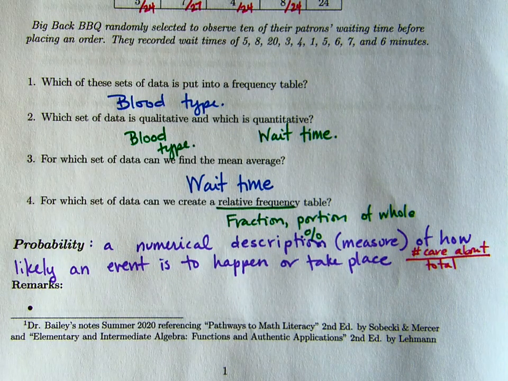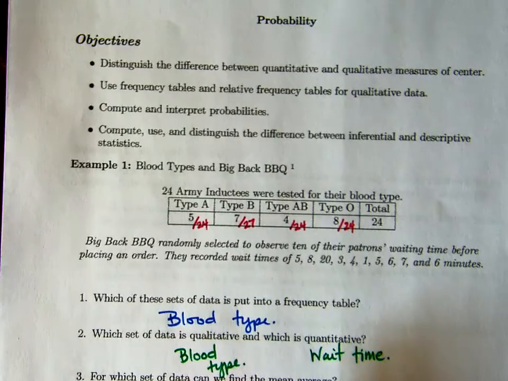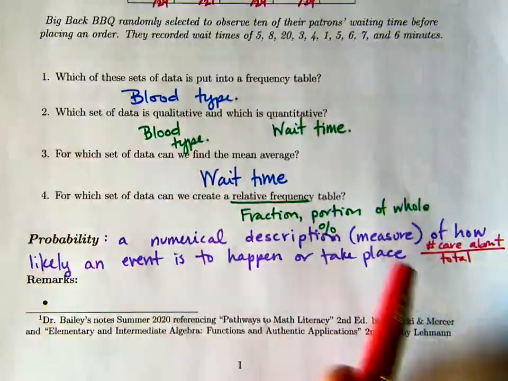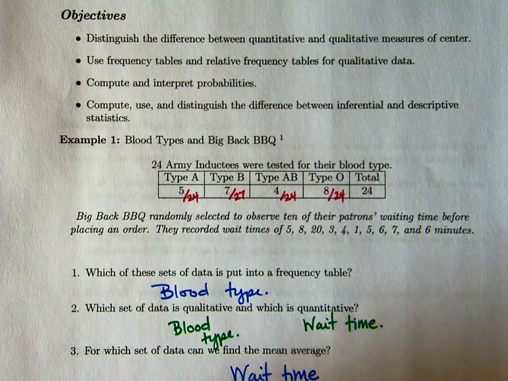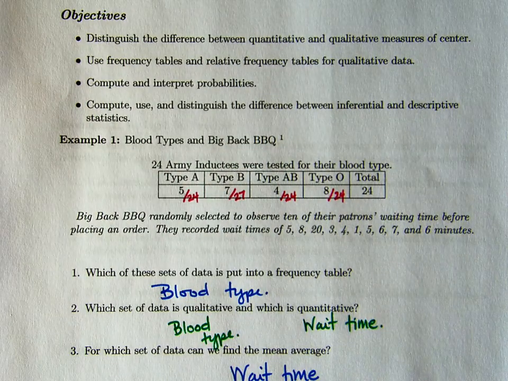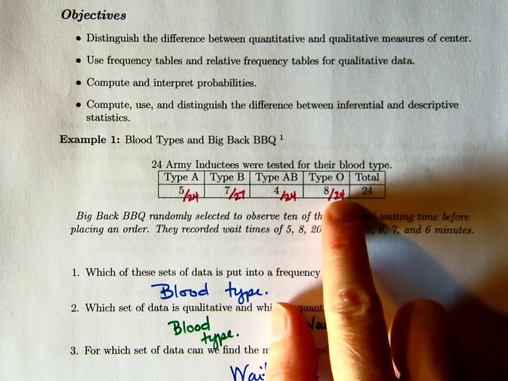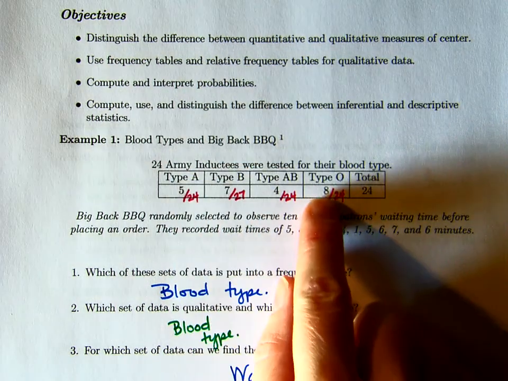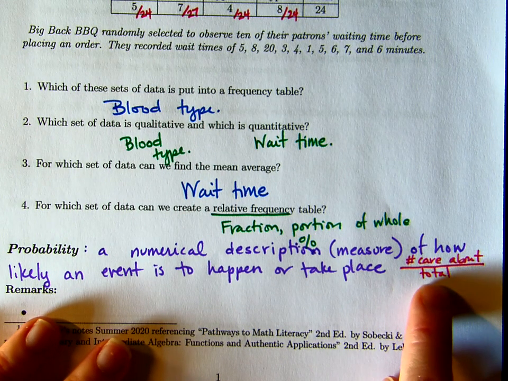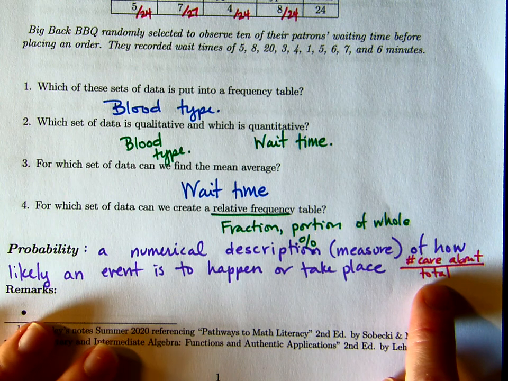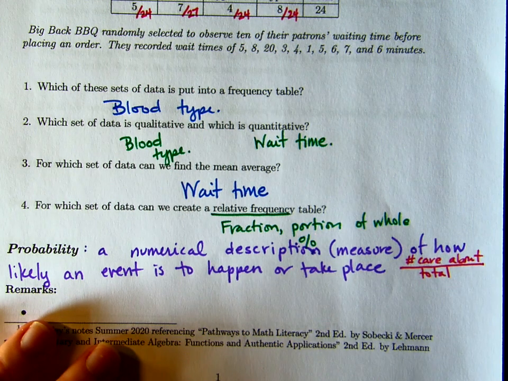Total possible. For instance, up here, and notice that looks very much like a fraction, yes? What is the probability of somebody being type O? Oh, look, 8 out of 24, because there were 24 of them and we had 8 of them. 8 out of 24, that's the ones you said you cared about, and there were 24 total inductees. So 8 out of 24, that's a probability.